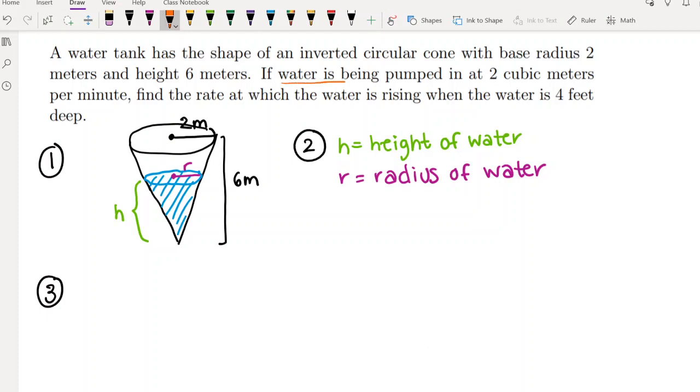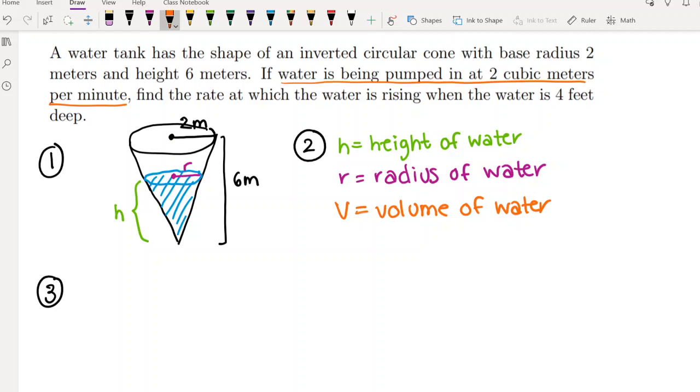So it says water is being pumped in at 2 cubic meters per minute. When we're talking about cubic meters, that's 3-dimensional, right? So what would that be describing the change of? That would be describing the change of volume. So we also want to add volume to our things that are changing. Volume meaning the total space being taken up by that water.